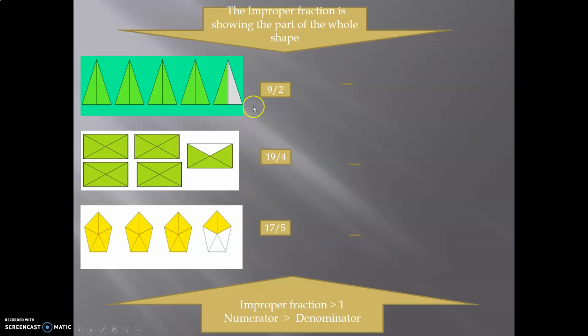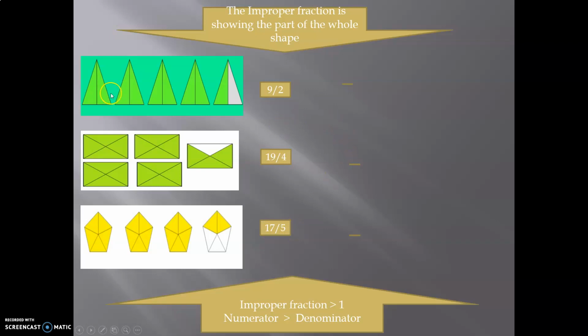But can you see the numerator greater than the denominator? Can you take 9 parts out of 2? It's improper. Can you color 19 parts out of 4? No, it's improper. Can you color 17 out of 5 parts? It is improper, miss. Yes, it's called improper fraction.